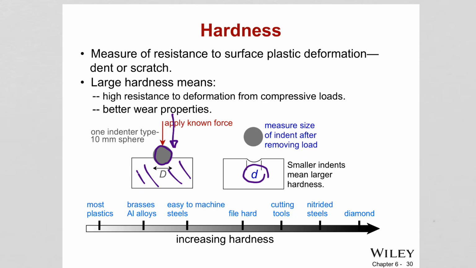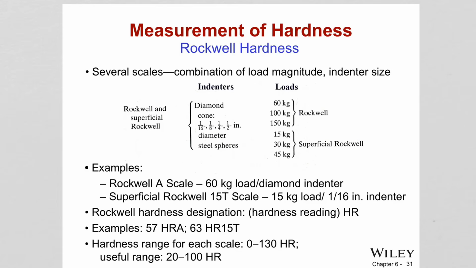So diamond is the hardest, and then come nitride steels, cutting tools, and other types of metals and alloys. But plastics are at the lowest end of the scale, so they are not hard. But diamond is the hardest material. As I said, there are different types of hardness tests, depending on what type of indenter they use. What is the shape of the indenter? What type of loads do they apply?